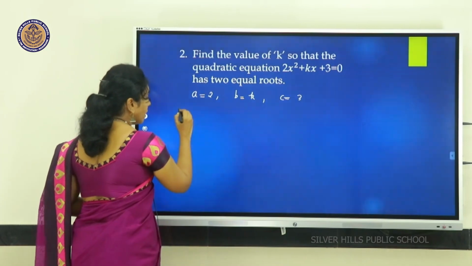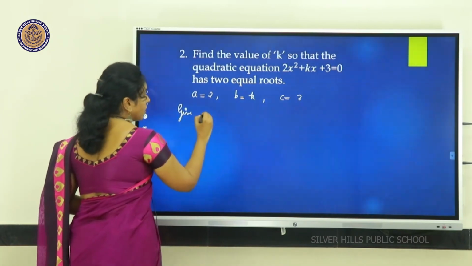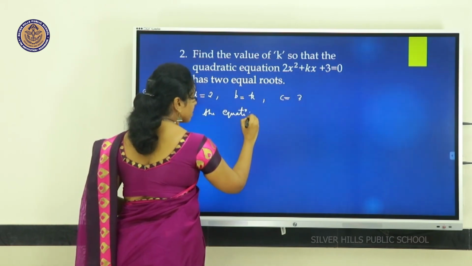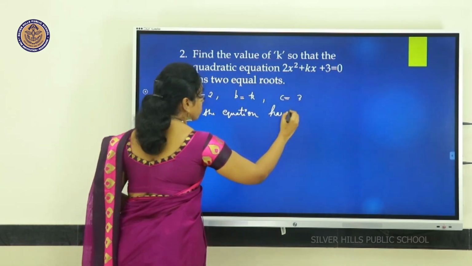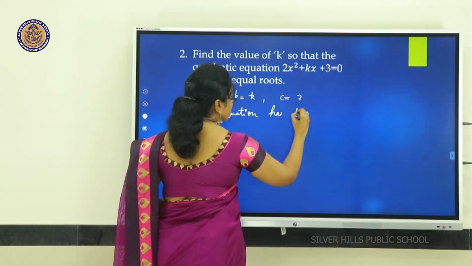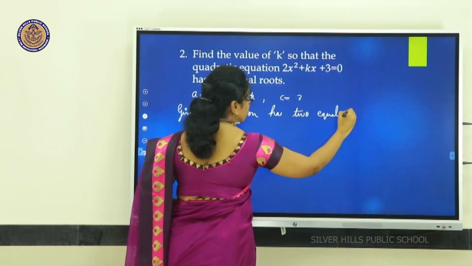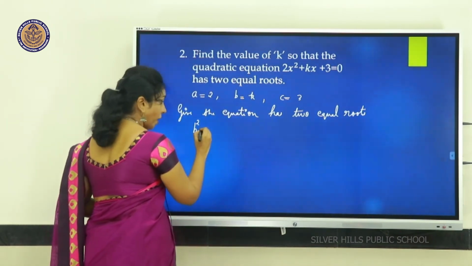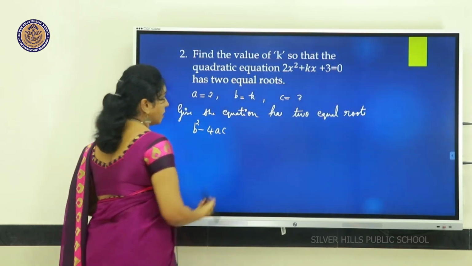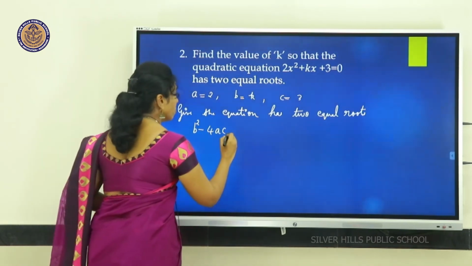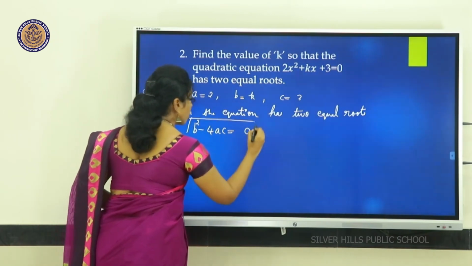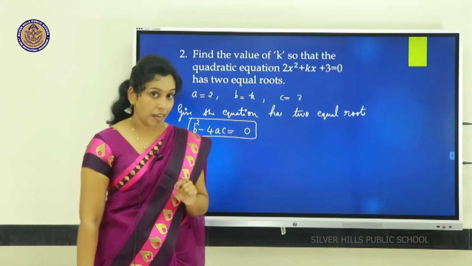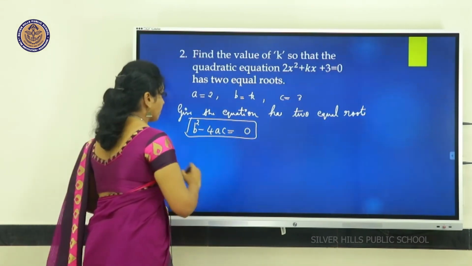So what is given? The equation has 2 equal roots. That means, what does that mean? B square minus 4AC will be equal to 0. This is the clue given. Now, B square. B is k. So, B square is k square.